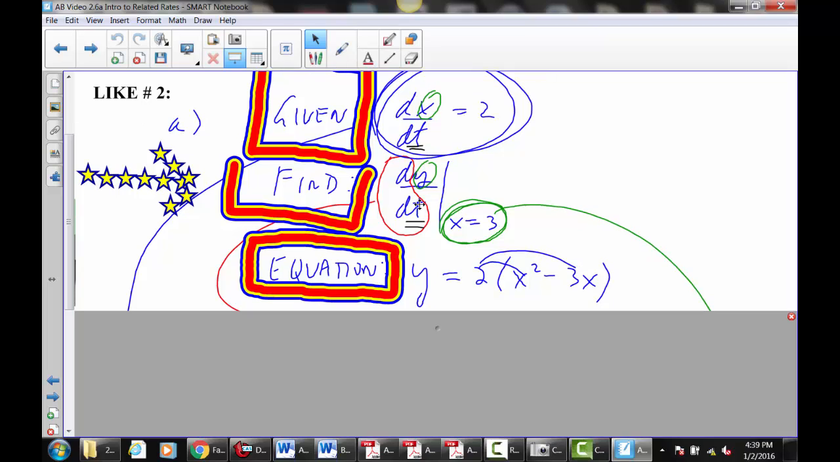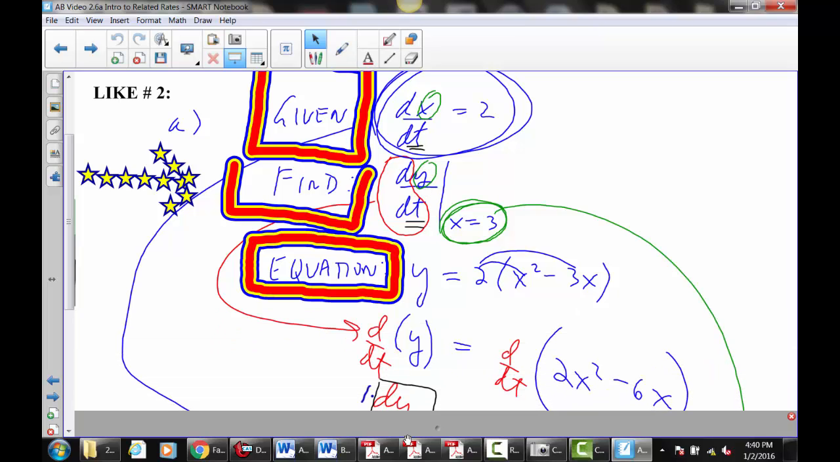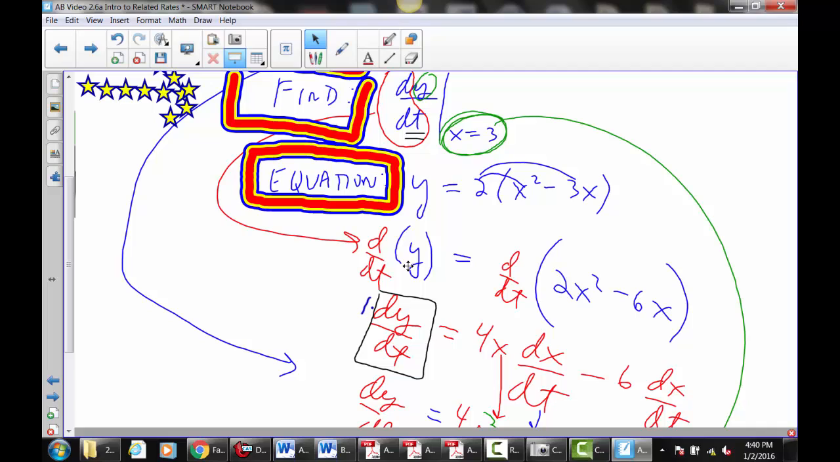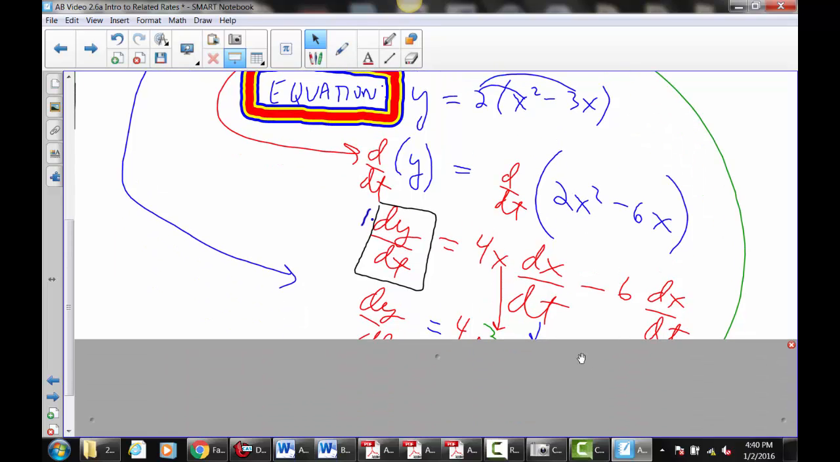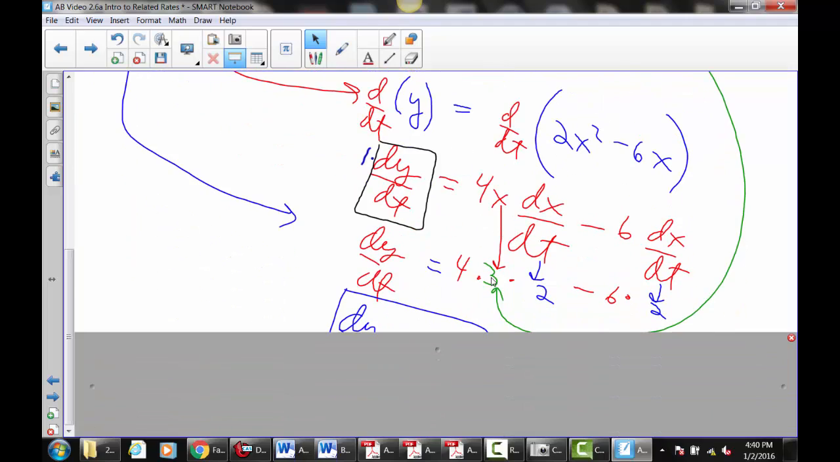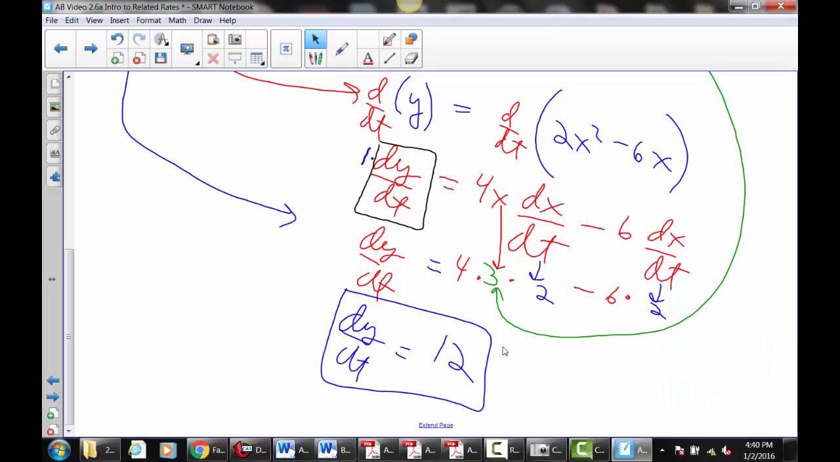So, if you're going to find dy/dt, obviously you're going to need to take d/dt of y. So we're going to take d/dt of each side. Remember, we're in t-land, so this is why it's important that you know implicit differentiation. So the derivative with respect to t of 1y is 1 dy/dt. Here we get 4x dx/dt minus 6 dx/dt. Now remember, at this point you can start plugging in values. They told you dx/dt is always 2, and they asked you to find dy/dt when x is 3. So you replace the dx/dt's by 2, you replace the x by 3, you simplify, you have your answer, dy/dt is 12.